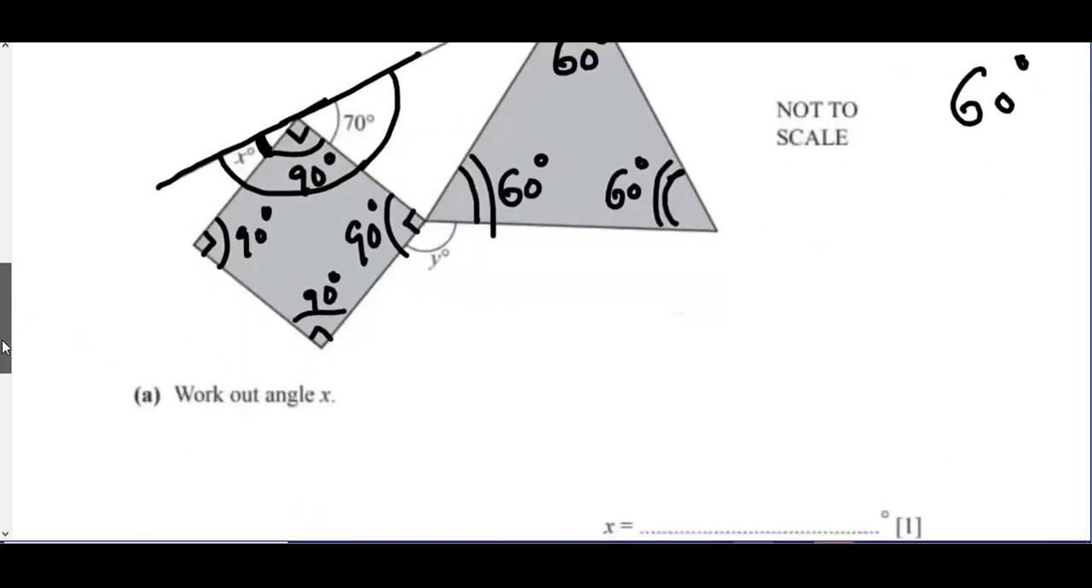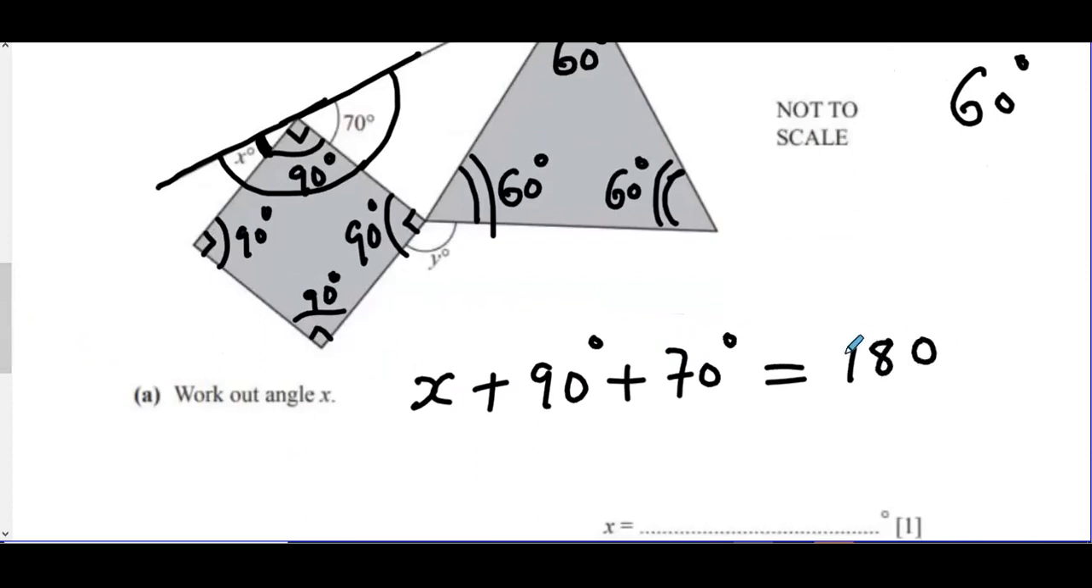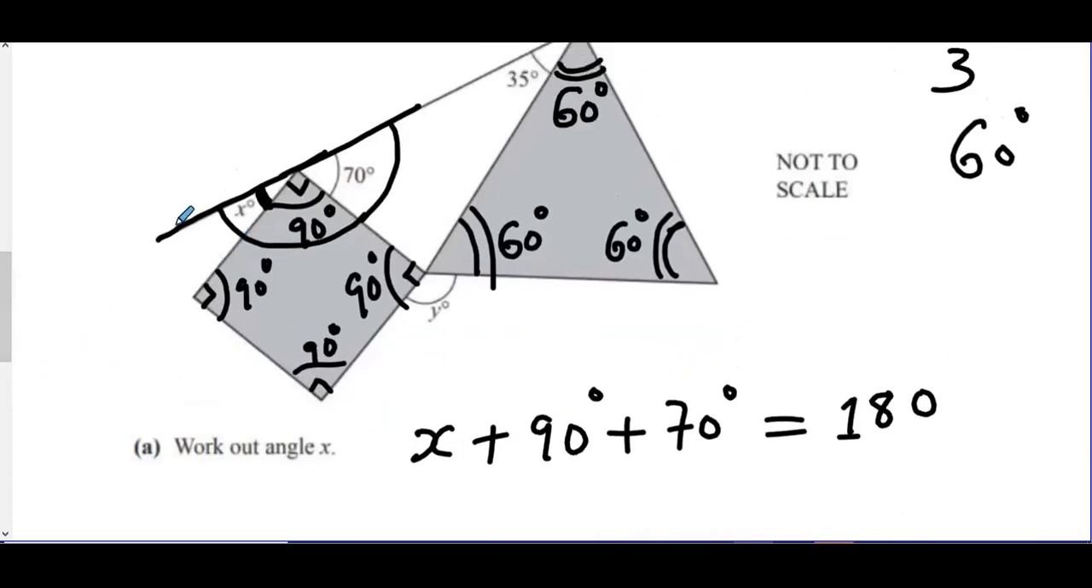So what I'm going to do there is take X plus 90 degrees plus 70 degrees, that should be equal to 180 degrees. What is the reason? The reason is that when you add angles on a straight line, the answer should always be equal to 180 degrees. Okay, so when you take X plus 90 plus 70, because you are adding angles on a straight line, the answer should be equal to 180 degrees.